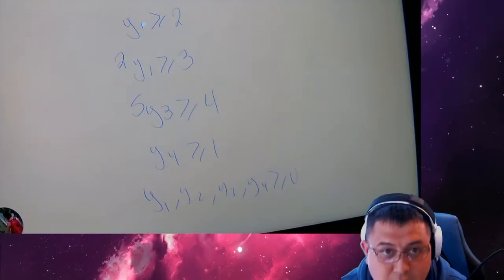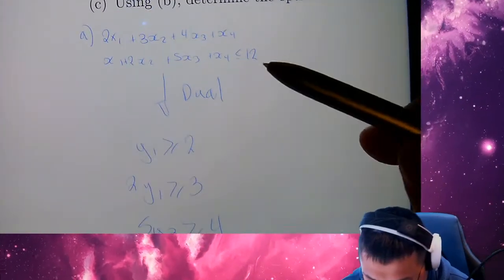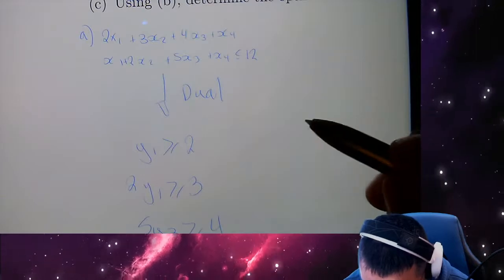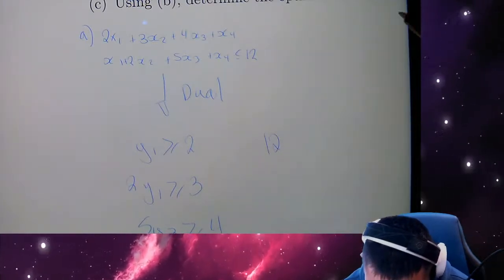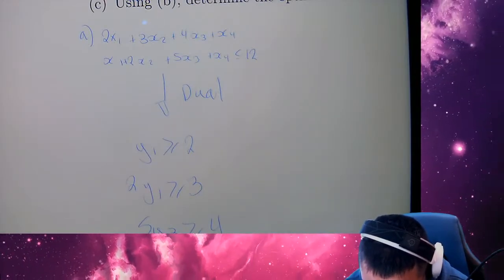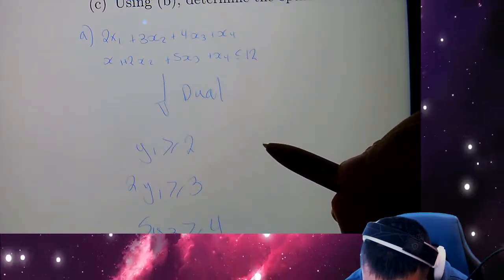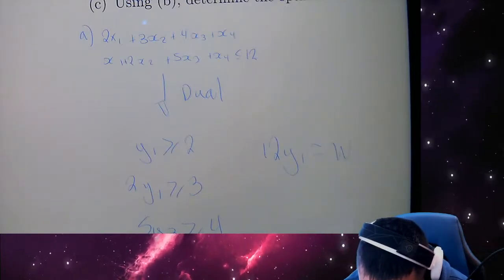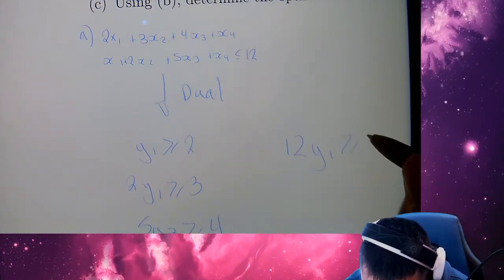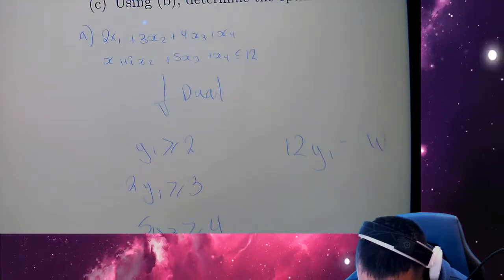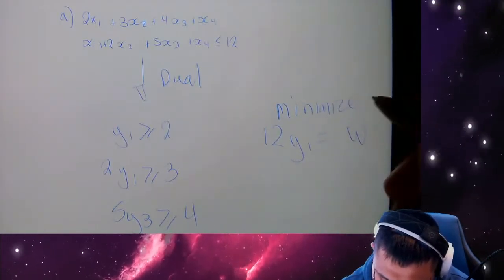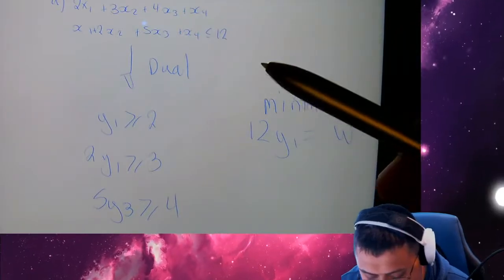Okay, and then our objective function is going to be 12y1, equal to W. That's our objective function, and we want to minimize. What it says is write the dual problem and then solve the dual problem.